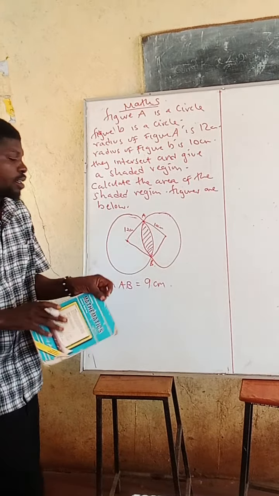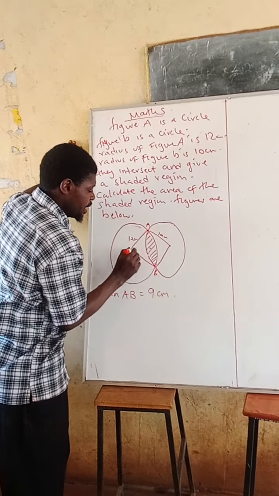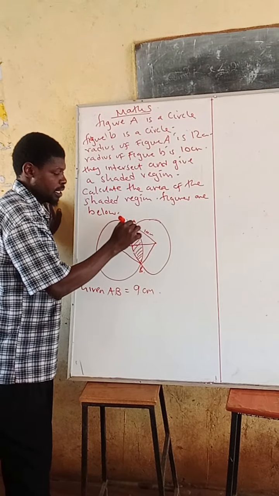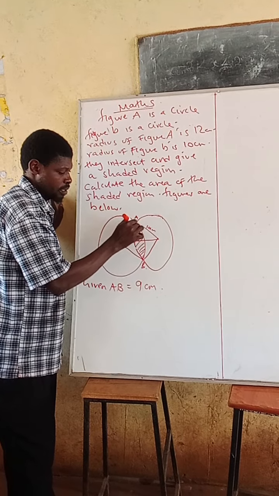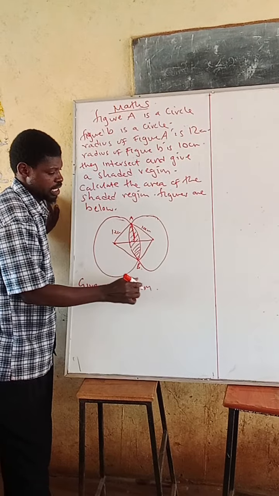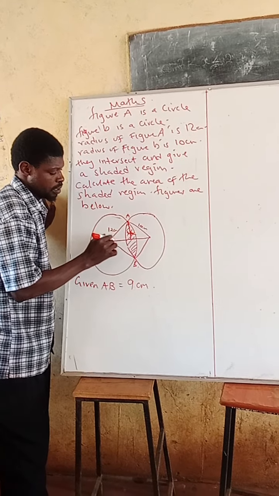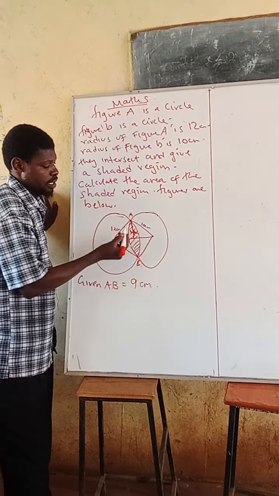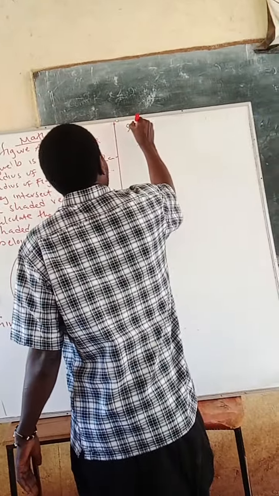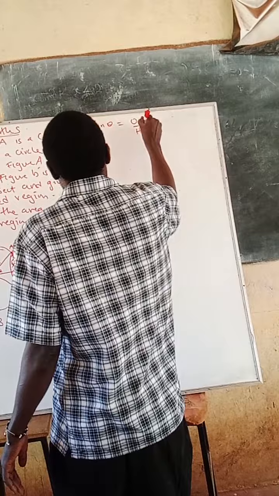Now, in such an equation, you come and take the distance. First, intersect the two, then take this distance. This one now, if AB is 9 centimeters, that means this one is 4.5 centimeters. Take this angle, first calculate. This angle becomes sine theta equals opposite over hypotenuse.